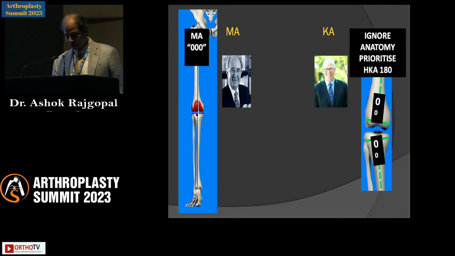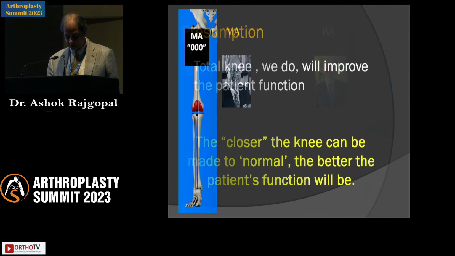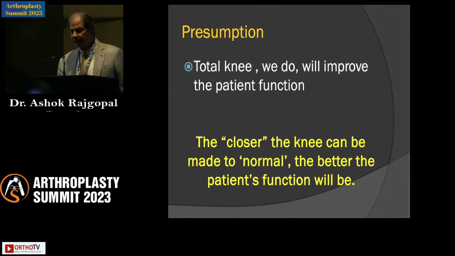Look at the two philosophies. The kinematic, from my good friend Stephen Howell, with whom I've debated this very topic at the CCGR, ignores anatomy and prioritizes function, versus the mechanical alignment of John Insall. So really, what are we looking at?